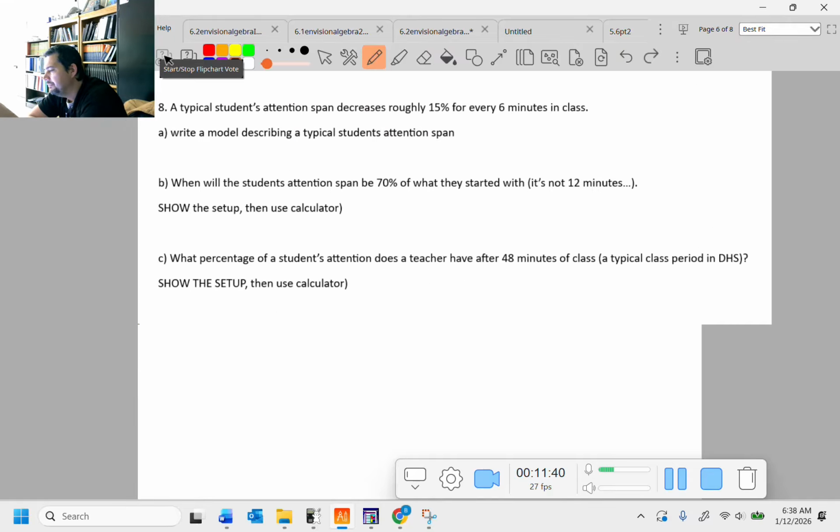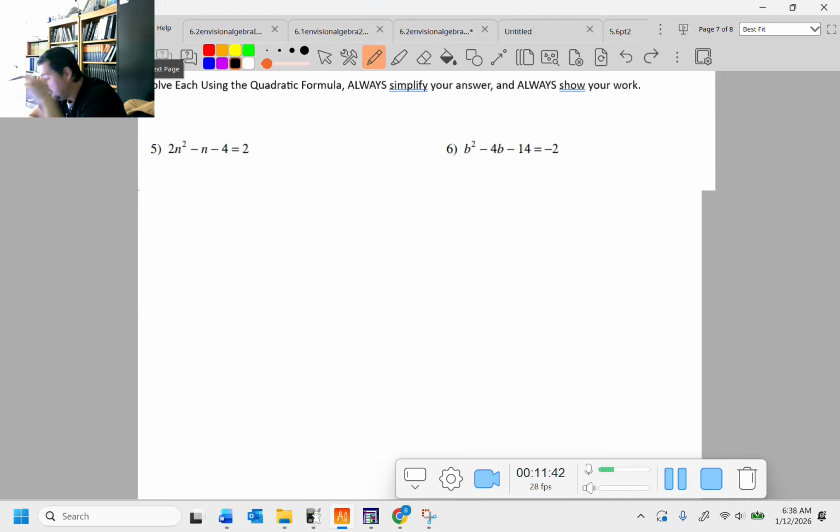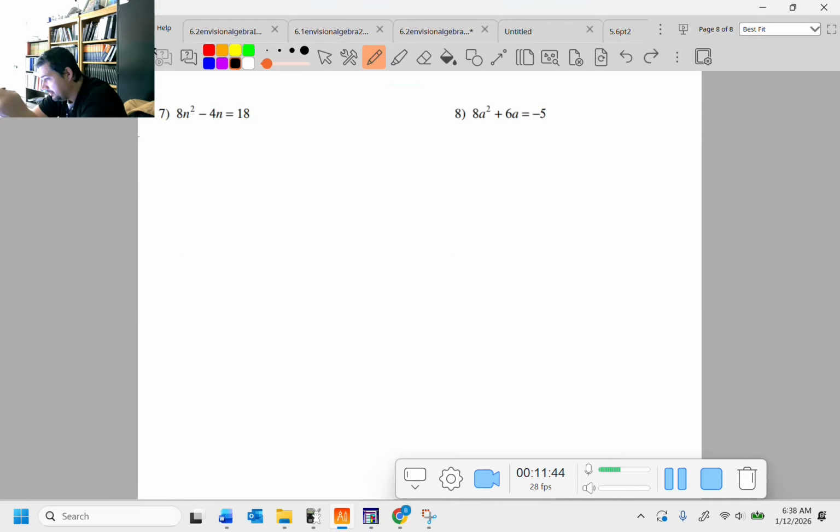Not doing that one. All right, we got some quadratic formula ones. I'm going to do one of them. Of course, you should know the quadratic formula. I notice a lot of kids don't. X equals negative b plus or minus square root b squared minus 4ac all over 2a. Don't forget the x equals.